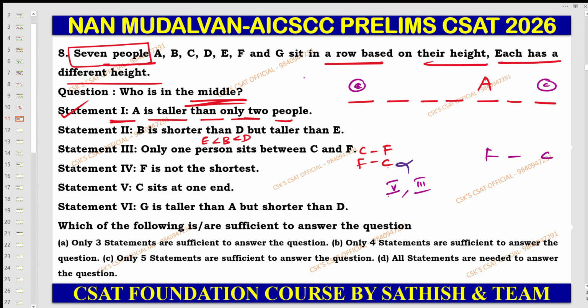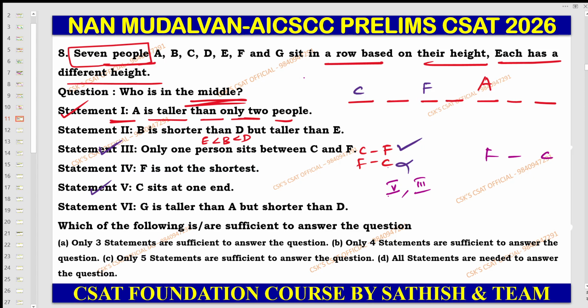This is not possible. This is possible. Why? If I fix C at the extreme left, I can fix F here. Understood everyone? So how many statements are required here? As of now, 5 I am taking, then I am taking 3 also. So therefore, 3 statements as of now.